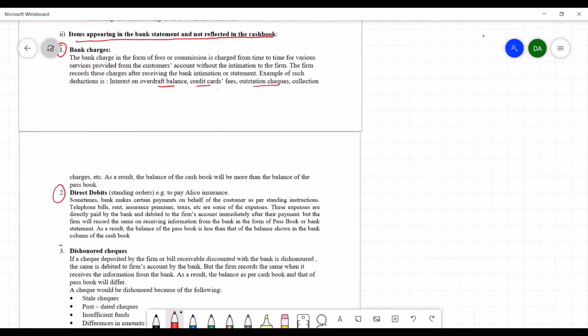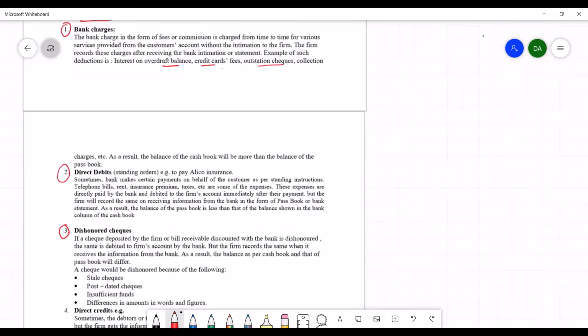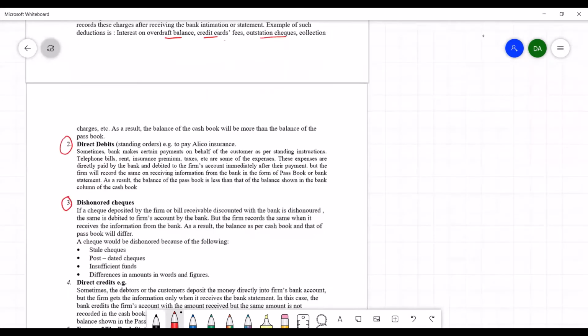The next one is dishonored checks. These are checks which have been returned, having been deposited to collect payments. Such payments may be rejected, for example, if the check is stale, or the check is postdated, there are insufficient funds, and lastly, if there's a difference in the amount in the check in words and in figures.